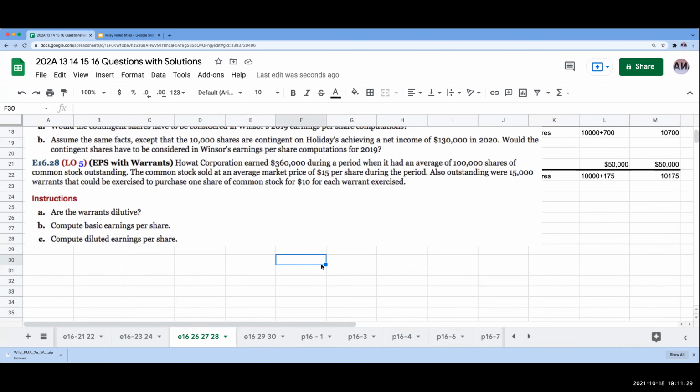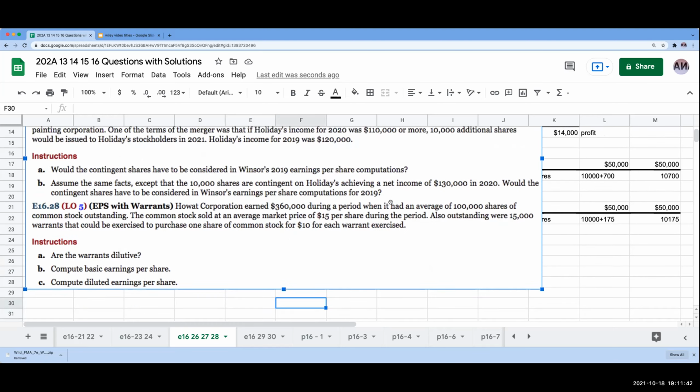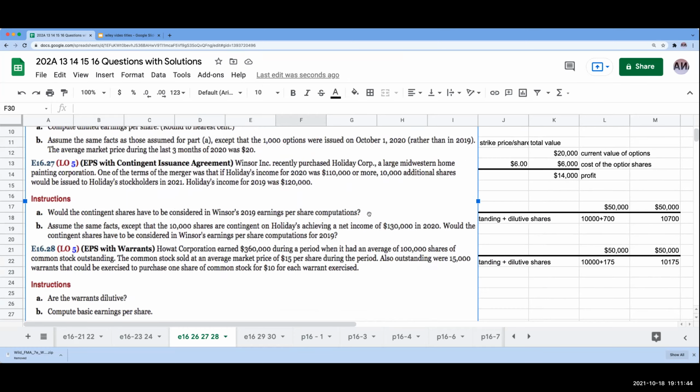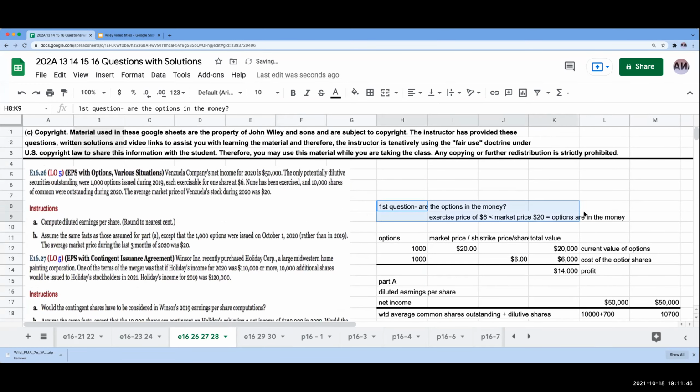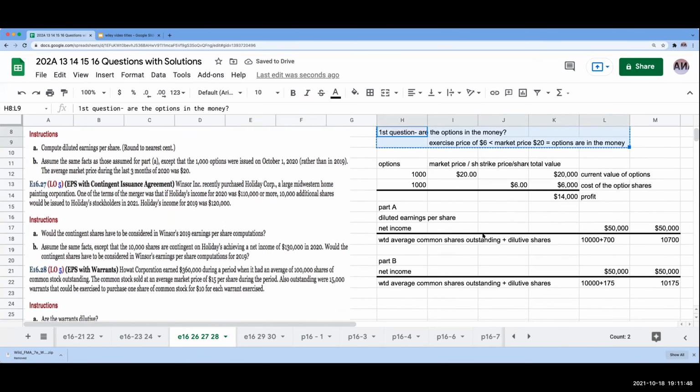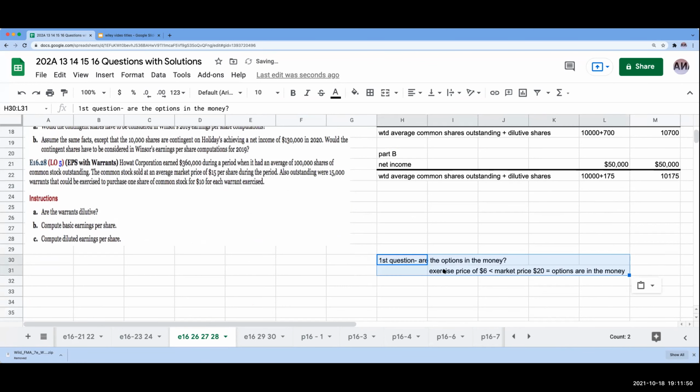So if I'm basically the owner of these warrants, I'm getting really excited, right? My strike price on the warrants is $10, the stock is selling at $15. So are these warrants in the money? Let's go through and see. Are these warrants in the money? And the answer to this is yes.